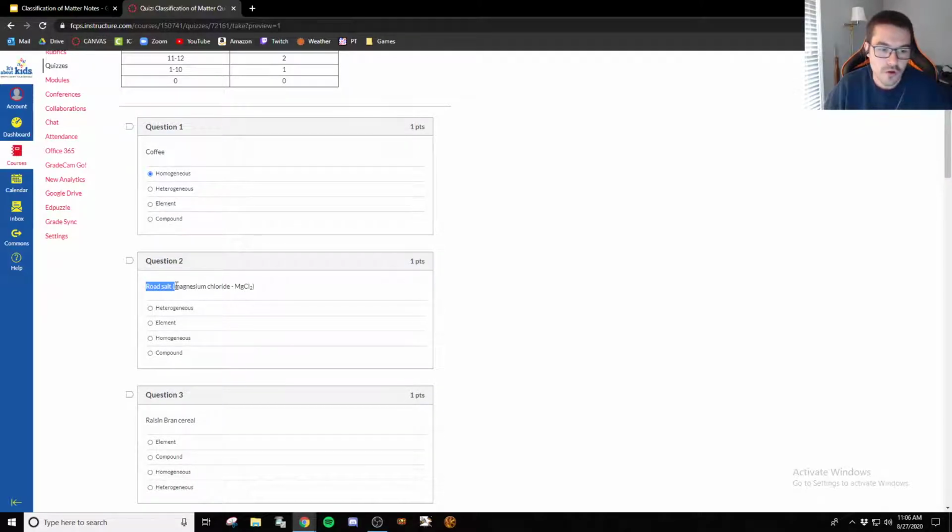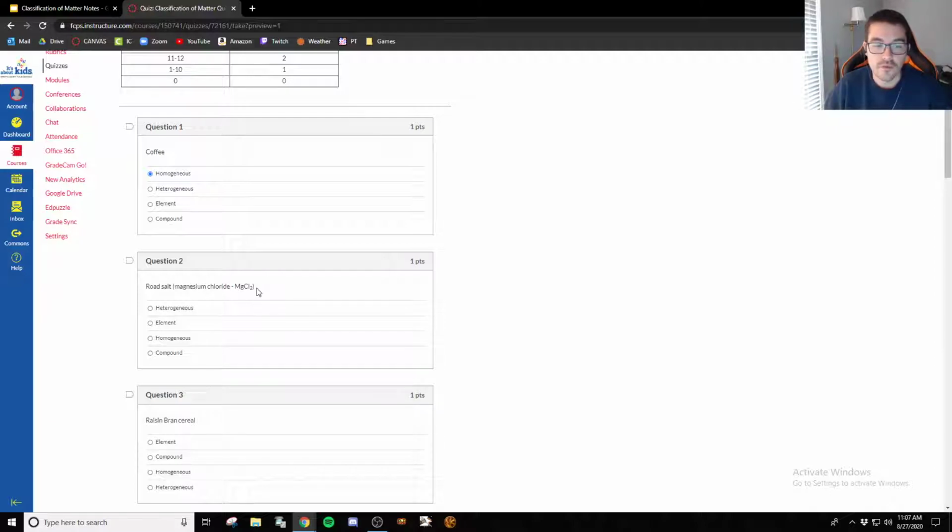All right, road salt. This is what they put on the streets before it snows to help prevent it from freezing, okay? A lot of times, that salt can actually build up and you can see it on the side of the road after winter has been going on for a few weeks or months. Road salt is actually this chemical right here, magnesium chloride, and that has the formula MgCl2.